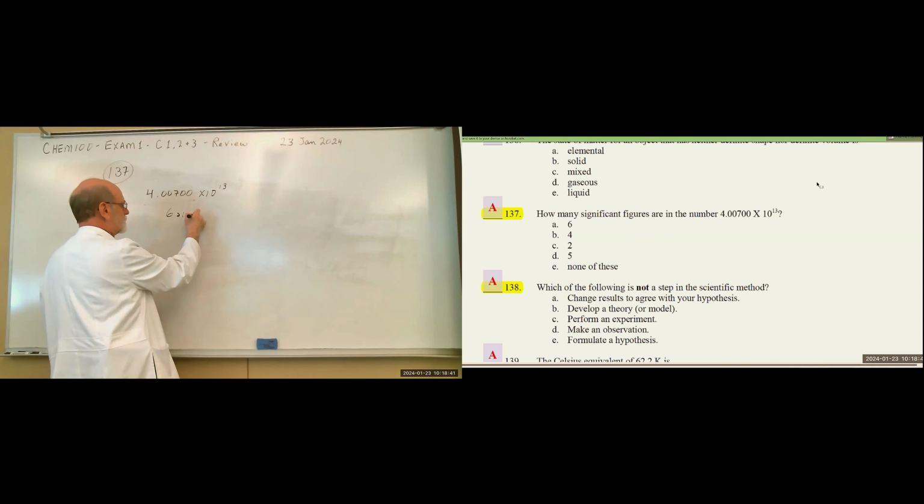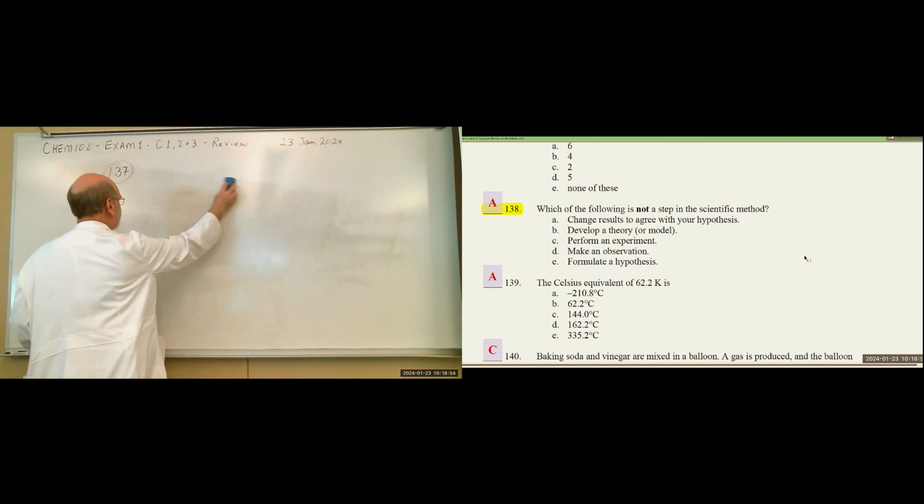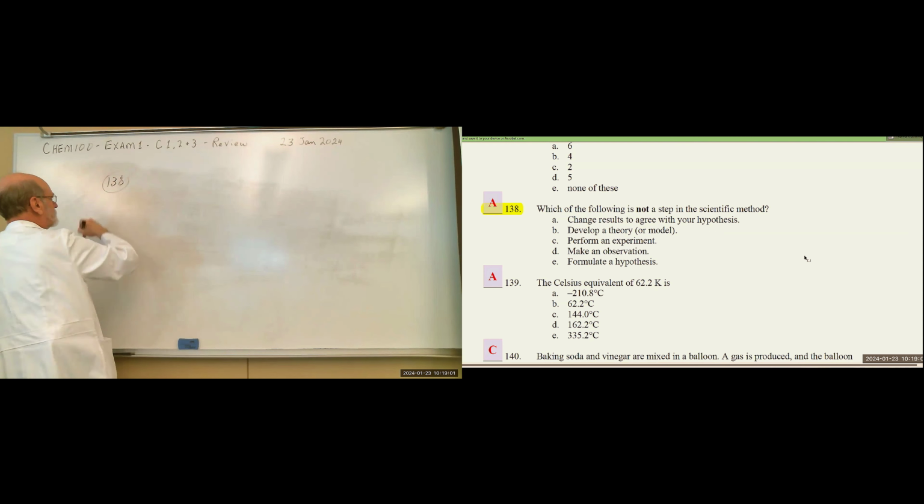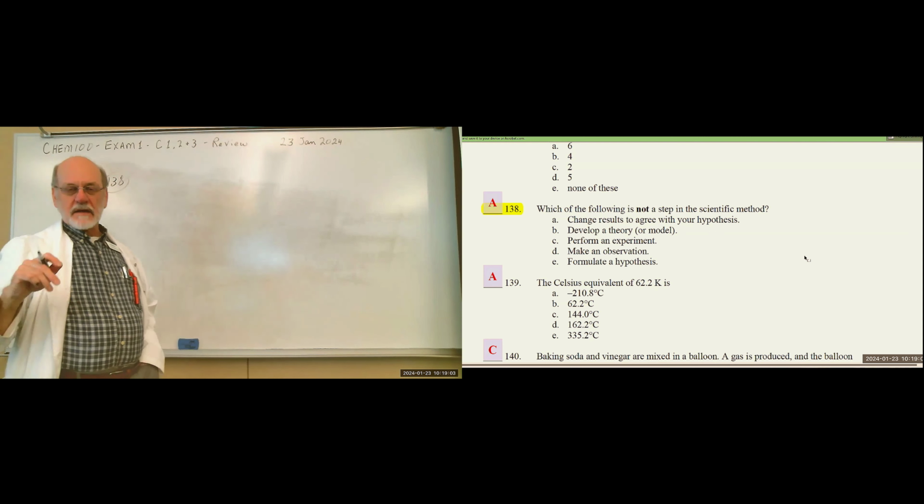Which of the following is not a step in the scientific method? 138. You usually start off with an observation. Then you propose a hypothesis, an explanation for the observation. You can put it in the form of why it happens or just describing how it happens. Either way, that's a hypothesis. Then you experiment and compare the answers of your experiment to the hypothesis. So which one is not a step? Change results to agree with your hypothesis.